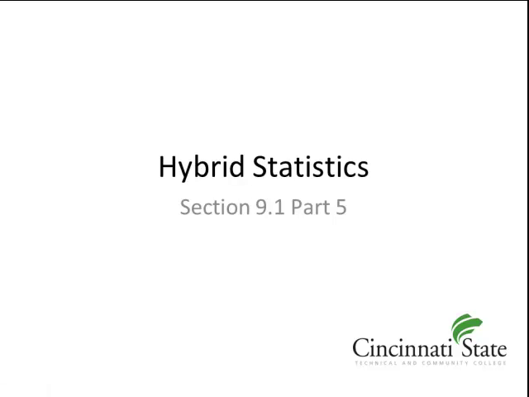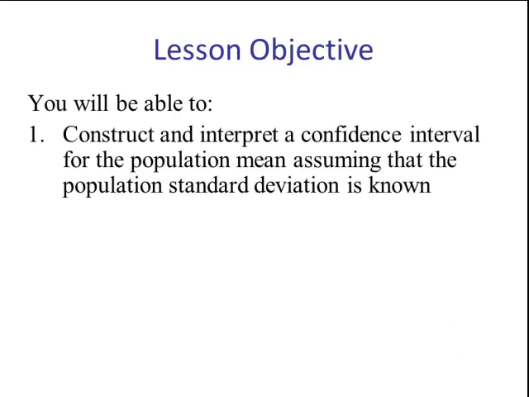Section 9.1, Part 5. Lesson objective. Construct and interpret a confidence interval for a population mean, assuming that the population standard deviation is known.